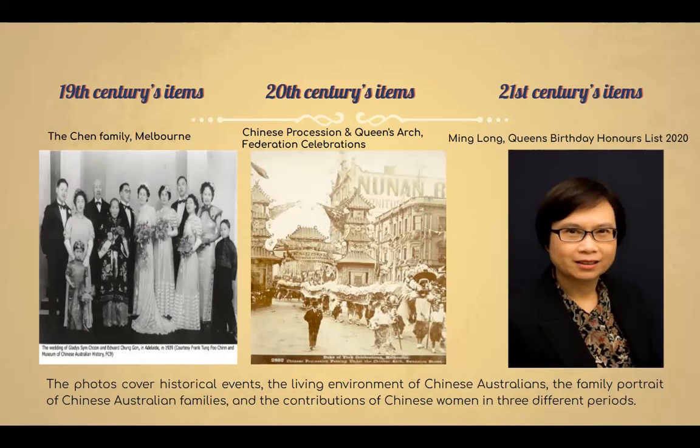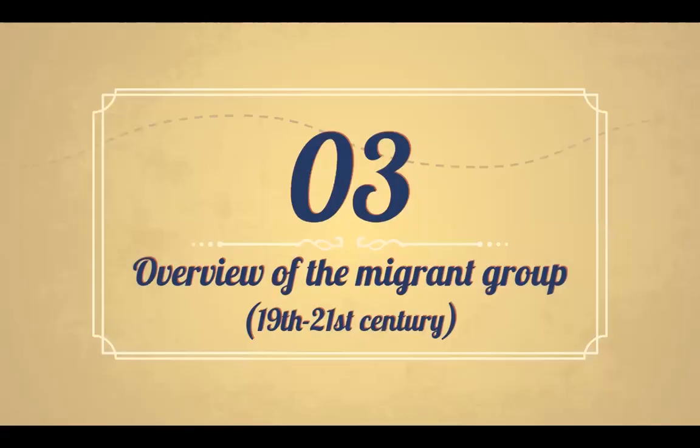Next, Francesca, Aurora, and Amanda will introduce the specific historical background of the 19th, 20th, and 21st centuries, and the contribution of Chinese women in Melbourne. Then I'll continue to introduce to you the remaining 6 sections of the pavilion. Welcome to Francesca to introduce the related contents of the 19th century.